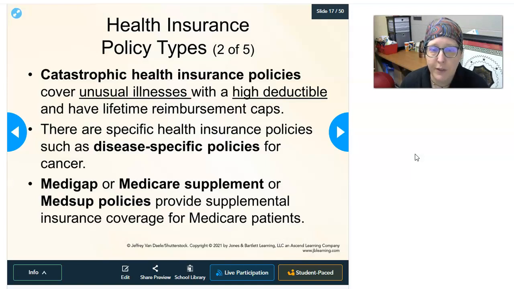There are also some specific health insurance policies that are disease-specific policies, for example, for cancer. So that's some of the AFLAC stuff for the cancer policies. And then you also have Medigap or Medicare supplemental, or also MedSup policies. These provide supplemental insurance coverage for your Medicare patients. And so just a little bit better coverage.